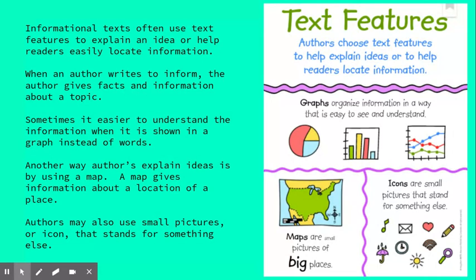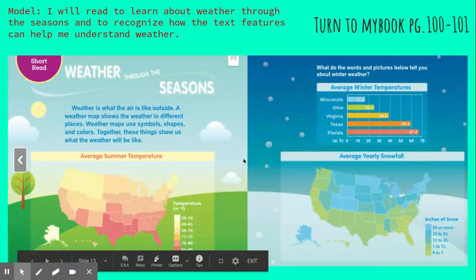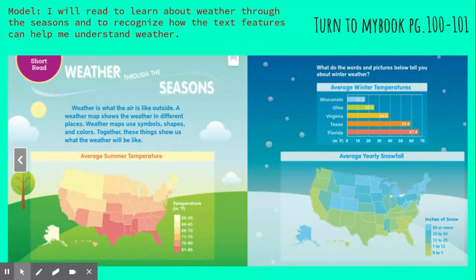And icons are small pictures that stand for something else. Authors may use small pictures or icons that stand for something else to show us something that's in the map or the information that we're learning. So I'm going to read to learn about weather through the seasons and to recognize how the text features can help me understand the weather. So that's what you're going to do. This is on pages 100 and 101 in your book.